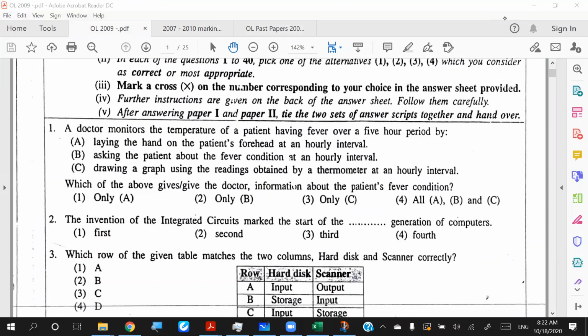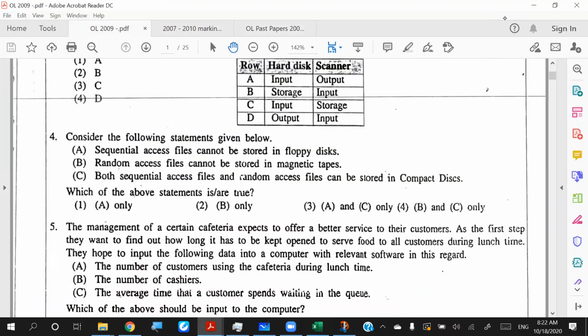All right, the fourth question. The fourth question is talking about, consider the following statement given below. Yeah, this was one of the places where it went wrong. Right? We struggled a bit when discussing this. I have reviewed it with some other teachers as well, whether this is correct or not, and they have given the same opinion. It says a sequential access file cannot be stored in a floppy disk, right?